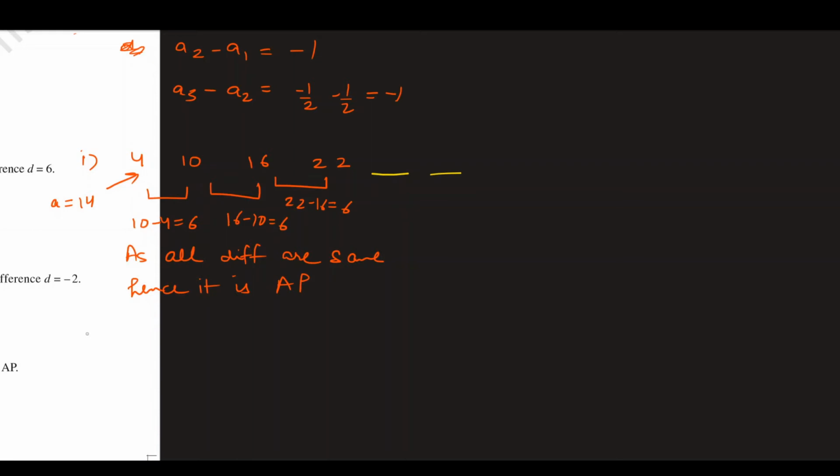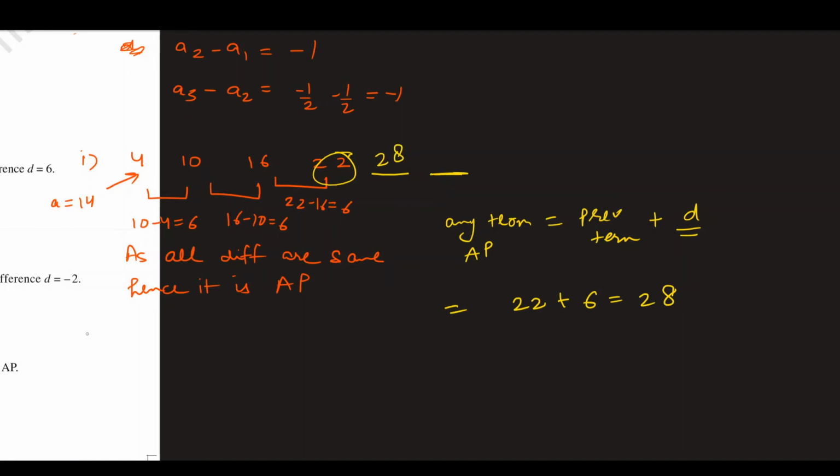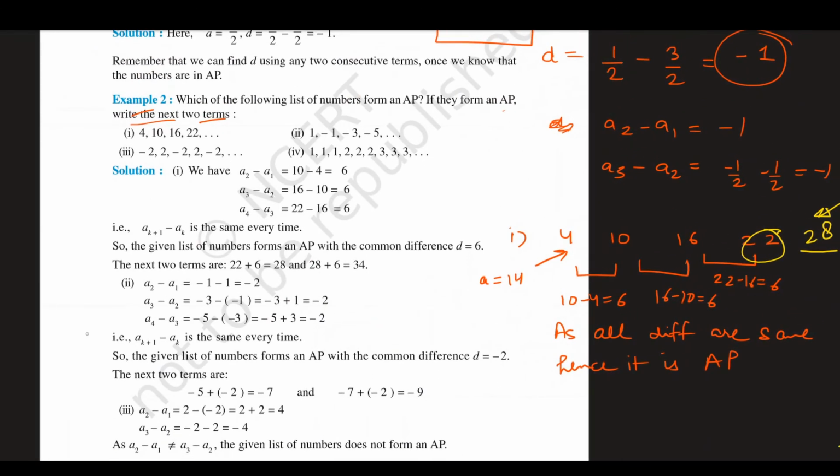We know that any term in an AP is equal to the previous term plus the common difference. So this term will be 22, the previous term, plus the common difference, which is 6. So it is 28. Now to find this term, the previous one is 28, plus common difference 6, so it is 34. So it is an AP and we have done this question.